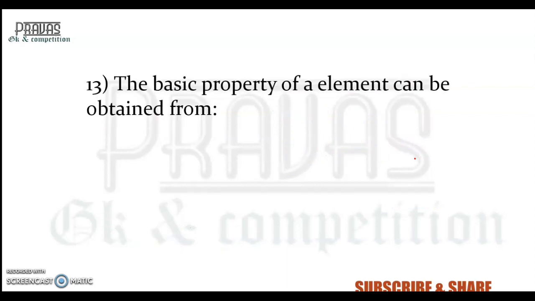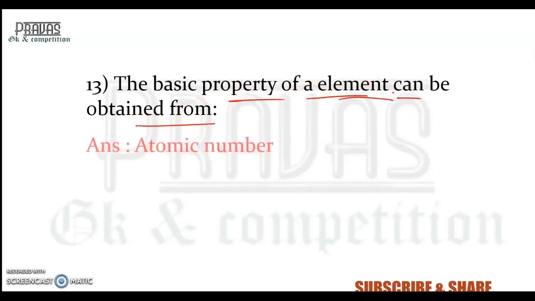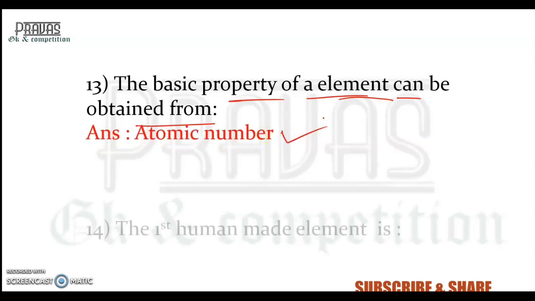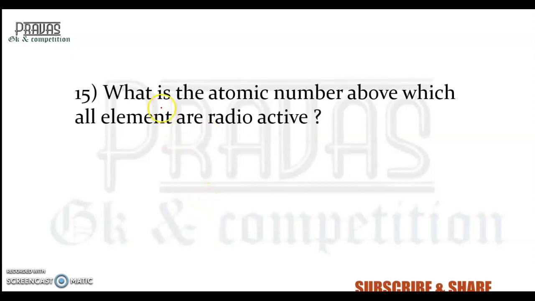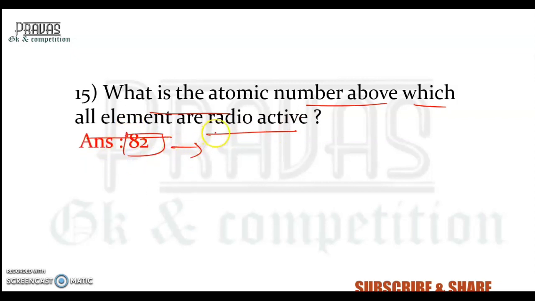Next question. The basic property of an element can be obtained from atomic number. The first human-made element is polonium. Remember, polonium is the first human-made element. What is the atomic number above which all elements are radioactive? And the answer is 82. Above 82, all elements are radioactive.